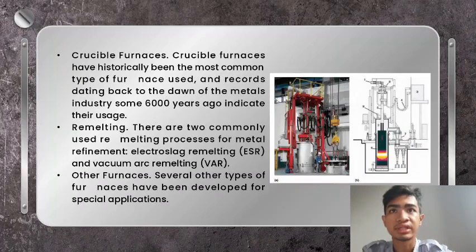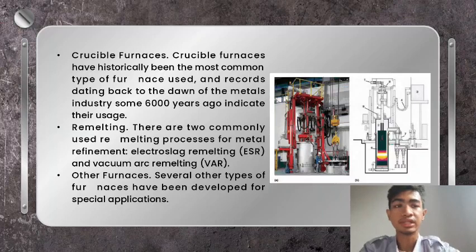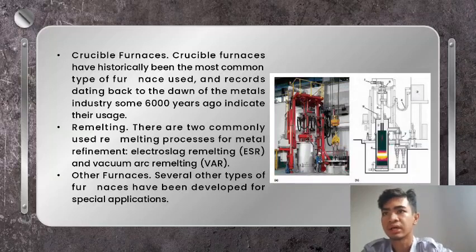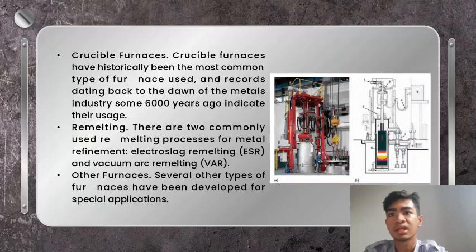Crucible furnace. Crucible furnaces have historically been the most common type of furnace used. Records dating back to the dawn of the metals industry some 6,000 years ago indicate their usage. The crucible furnaces of antiquity were in the form of well-fired clay pots and gave early metal workers the ability to melt metal in a durable container that could be used to pour the molten material into a mold. Few, if any, methods of pouring molten materials into a mold have a more distinguished history than crucible melting of metal.